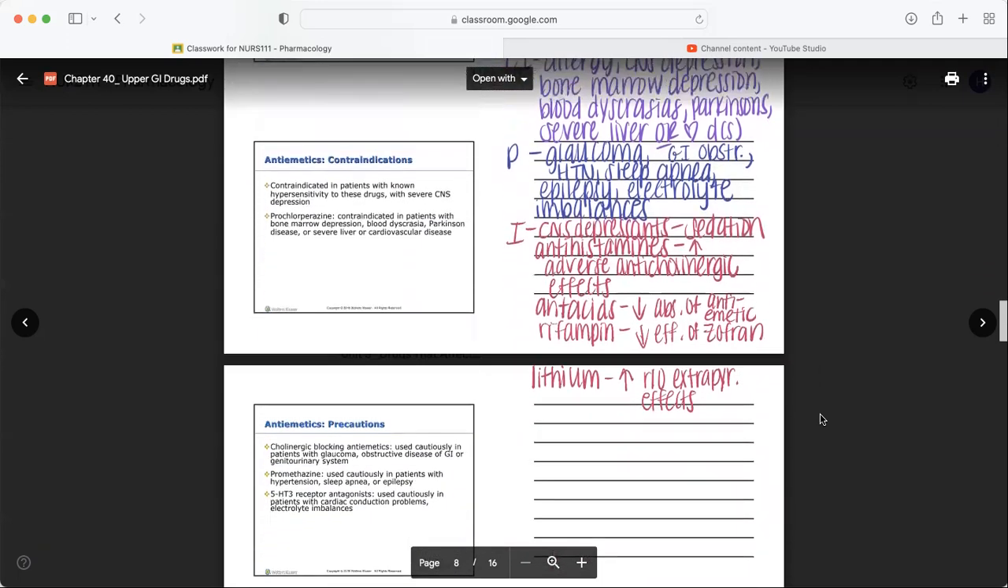And then interactions: you don't want to mix these with CNS depressants because of increased sedation. We don't want to mix these with antihistamines because of increased risk of those adverse anticholinergic effects, right? Like extreme dry mouth, extreme constipation, etc. Mixing with antacids actually decreases the absorption of the antiemetic itself, so it's not going to work very well. Mixing with rifampin, specifically with ondansetron, is going to decrease the effect of that Zofran. And then mixing with lithium is going to increase the risk of extrapyramidal effects, all those additive, specifically tardive dyskinesia type symptoms. No, thank you, right?